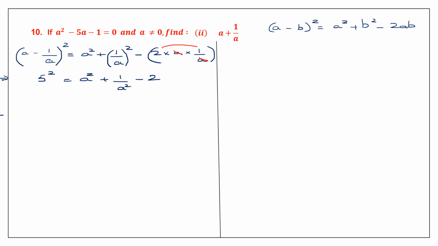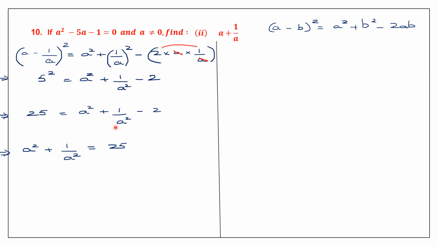Now on further simplification, what do we get here? 5 fives are 25 is equal to a square plus 1 by a square minus 2. Now let's get only a square plus 1 by a square to one side. So that is a square plus 1 by a square, only this much, we won't take the 2 now. On the other side we have 25.